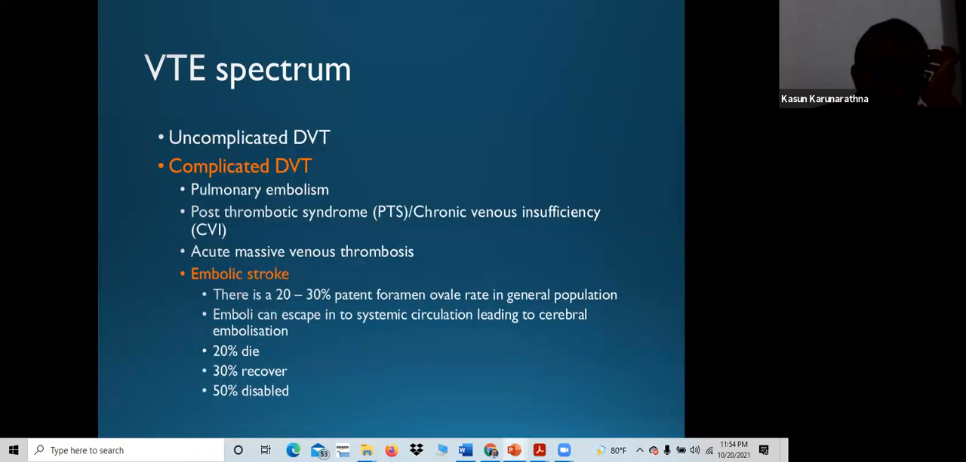Then embolic stroke. Emboli can escape into the systemic circulation, leading to cerebral embolization if there is a patent foramen ovale. Right, that is also a complication.